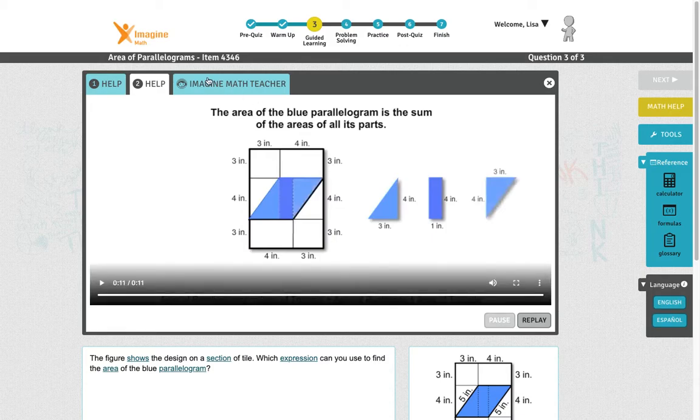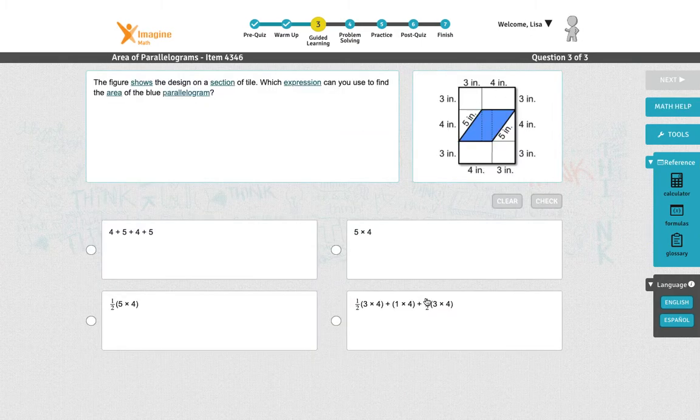Okay, so let's say I do that, but I still don't get it. I think it's this one because they talked about triangles and half of a triangle. So I'd have 3 because that's the base that matches up times 4, and that's the height because it matches up here. So 3 times 4 times 1/2, remember, is the same as divided by 2, gives us the area of the triangle. Then I've got this rectangle.